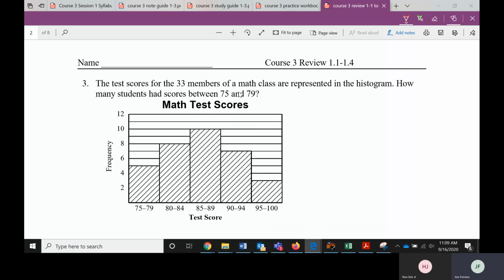It says the test scores of 33 members of a math class are represented in the histogram. How many students had the score between 75 and 79? So 75 to 79, that's the interval. If we go up, we have to look at their scale. They are labeling every, kind of what I did above, but just smaller numbers. They're labeling every 2, but actually going up by 1s. And I think they should have had lines in here, kind of like that.